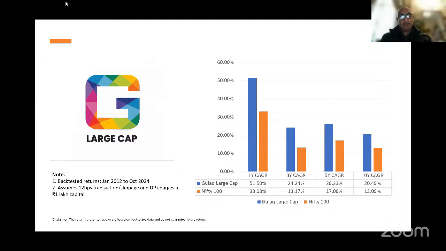But in the last 1 year, large cap portfolio would have generated 51.5% kind of a return against a benchmark of Nifty 100 of 33%. Now, this assumes that there is costs which we have already taken out, assumes slippage, assumes some depository cost that you may be paying, and 1 lakh rupee of investment that you might have done, which is larger than our Gulaq Gear 6 investments. But still, to give you a comparison of what period and expenses we have put in there, this information is there. Now let's look at the mid cap.